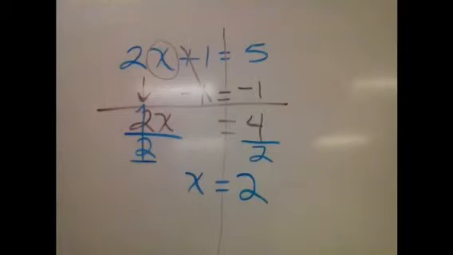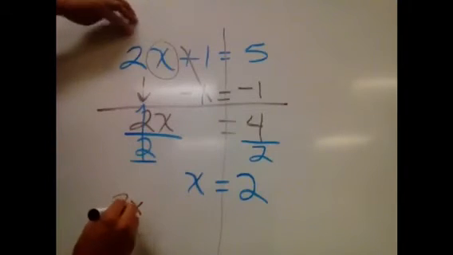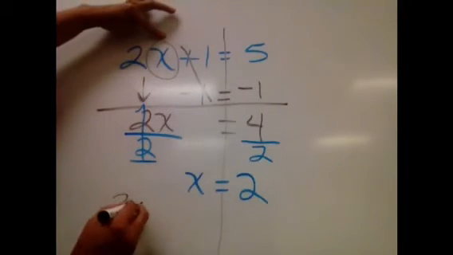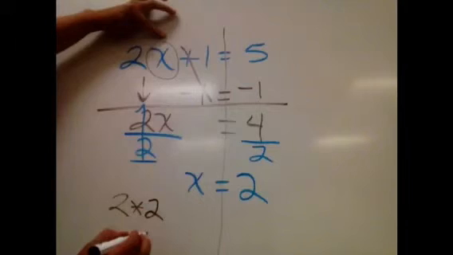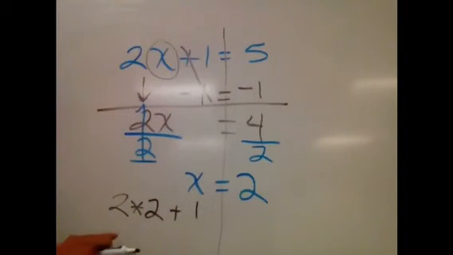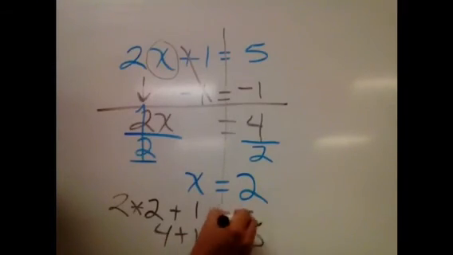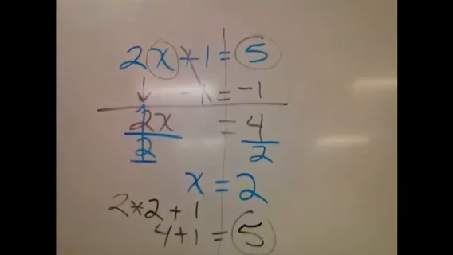All right, double check it. Make sure that we get the right answer. This was 2 times x. x is equal to 2, so we're going to multiply by 2 plus 1. Order of operations says we multiply before we add, so 2 times 2 is 4. 4 plus 1 equals 5. 5 was what we started with over here, and the problem works.